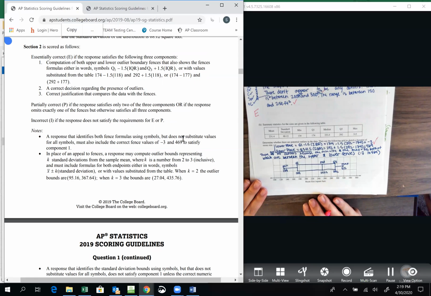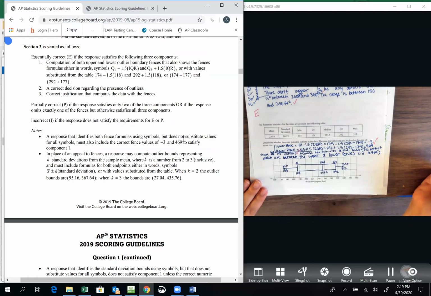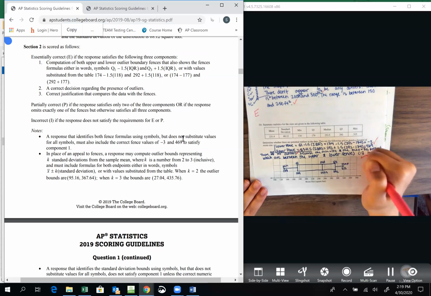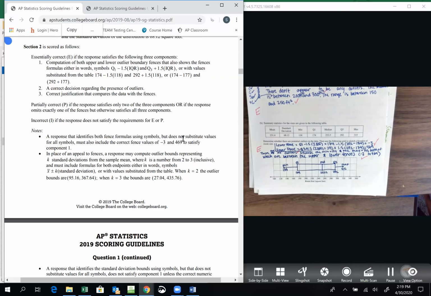A correct decision regarding the presence of outliers. There are no outliers. That's a correct decision. Correct justification that compares the data within the fences. There you go. So I had all 3. That's essential. 2 of the 3 components is a partial.